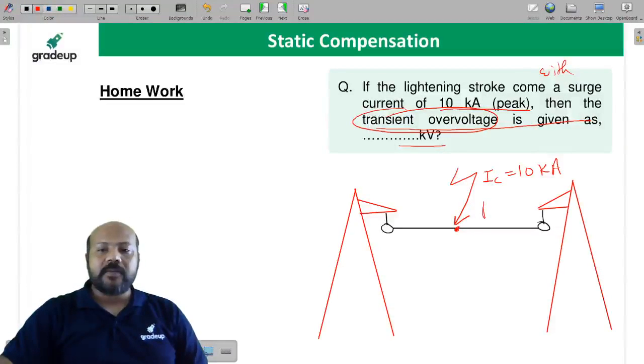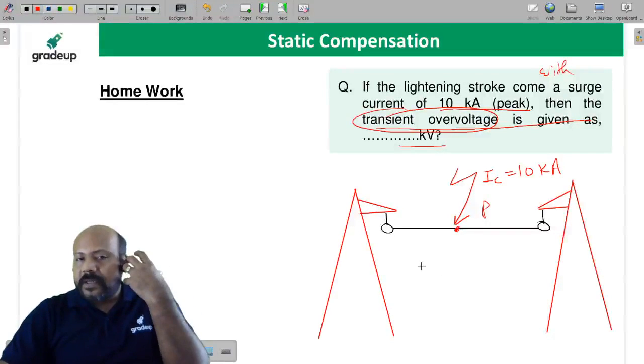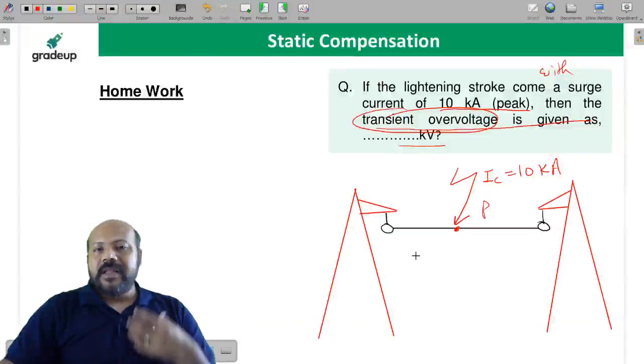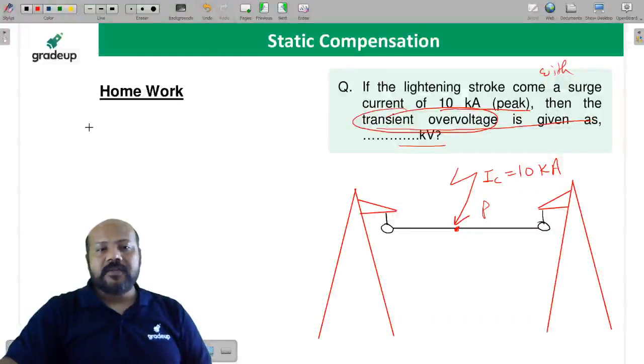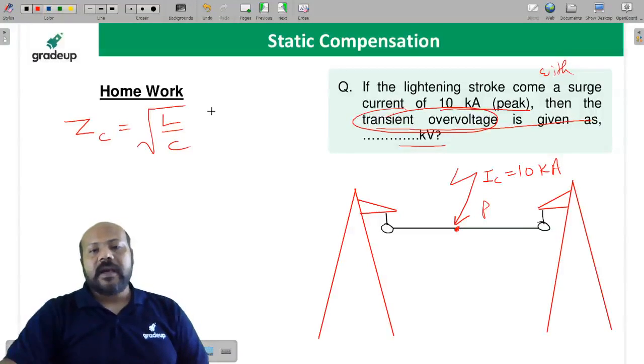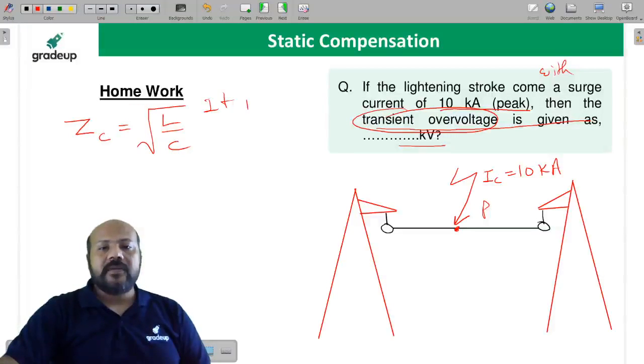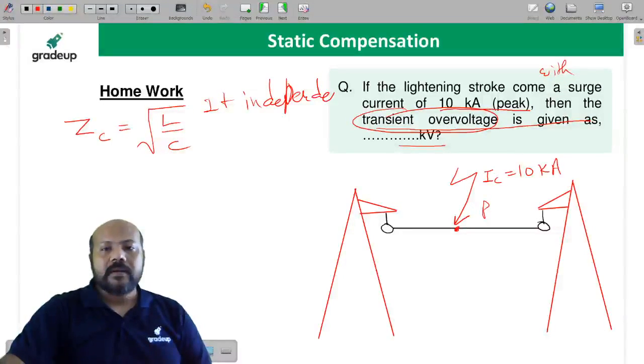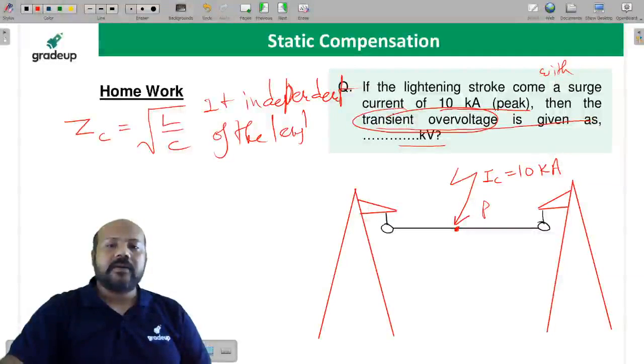Suppose this is the point P. Now please try to understand a very important point. With the lightning phenomena, the surge impedance is going to come into the picture, which is given as under root L by C, and it is independent of the length of the line.